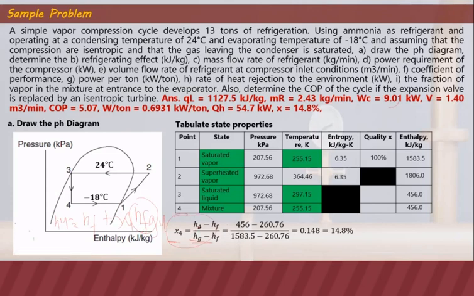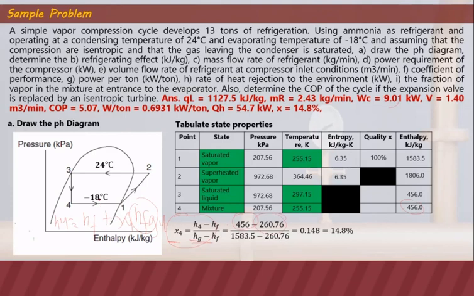So from this, we can get the quality at point 4. Since we know that H4 is 456, then just plug in. Hf is the enthalpy of the saturated liquid now at negative 18 degrees Celsius. That we can get also using the software, and that is 260.76.